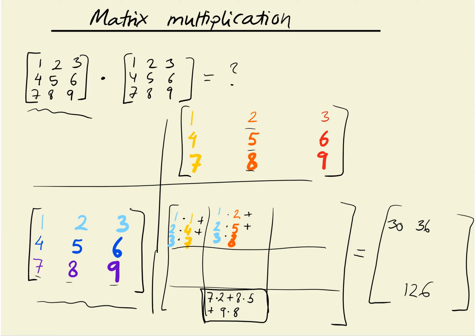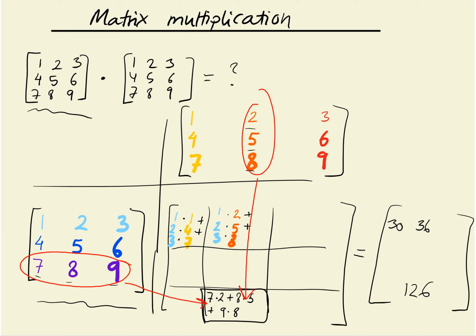I won't do all the elements here, but this is the way to do matrix multiplication. I think it helps to put it in this table here. It makes it more obvious that this row goes with this column to calculate this element, and this row goes with this column, as we saw, to calculate this element, and so on and so forth.